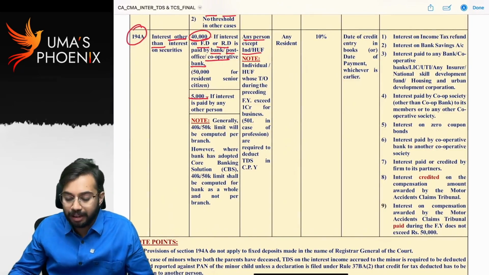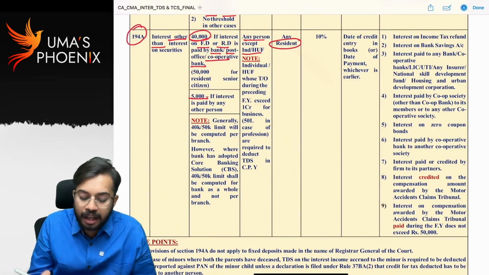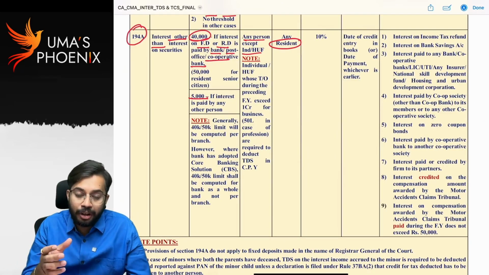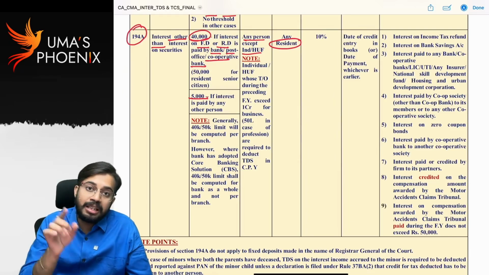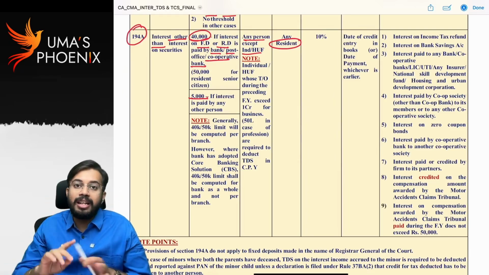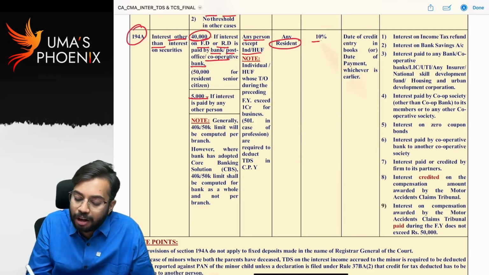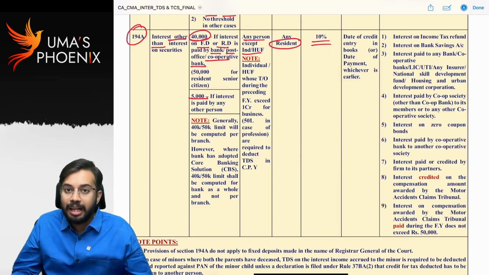Is it clear? Next. Payee should be resident in India as per section 194A. That means other than on securities, only if interest is paid to resident, then only TDS is required to be deducted under section 194A. What is the rate of TDS? Rate of TDS is 10%.